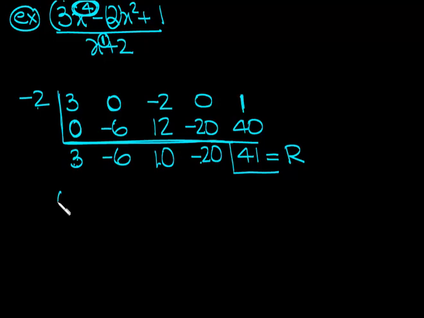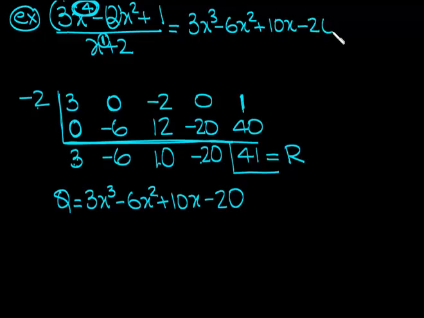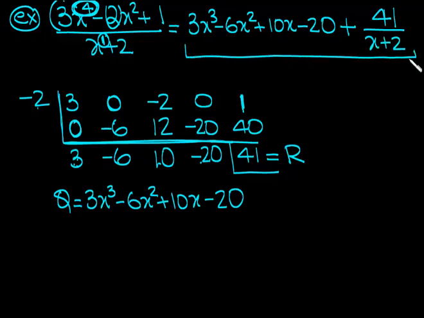So my quotient is this. My quotient is 3x cubed minus 6x squared plus 10x minus 20. So those are the coefficients of my quotient. So my answer is going to be 3x cubed minus 6x squared plus 10x minus 20 plus my remainder, which is 41, over my divisor, which is x plus 2. So there's the answer to this problem.